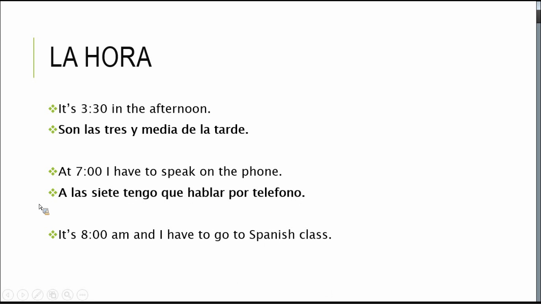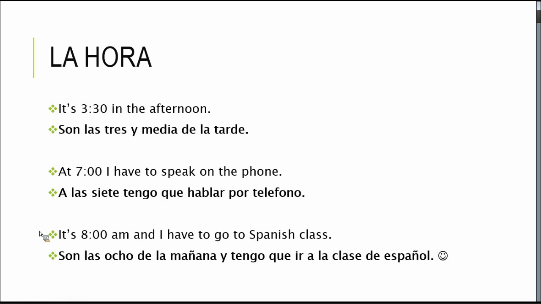Okay, it's 8 o'clock a.m. and I have to go to Spanish class. So we have son las 8 de la mañana. De la mañana tells us the time of day, in the morning. Y tengo que, I have to go to Spanish class. Ir is go to or to go. Ir a la clase de español.